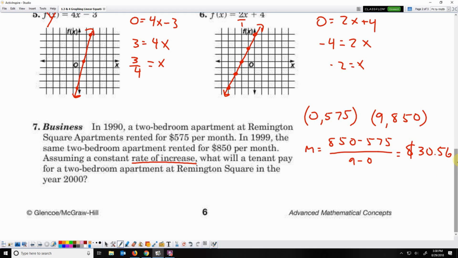So on average, it was going up $30.56 every year. So the rent in the year 2000, you would expect that to be $30.56 more than it was in 1999. So that would be $850 plus $30.56. So you would guess it would be about $880.56.